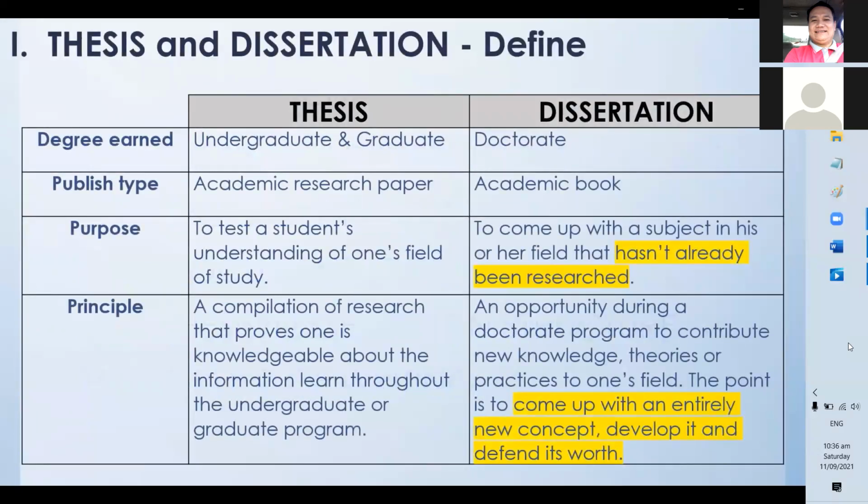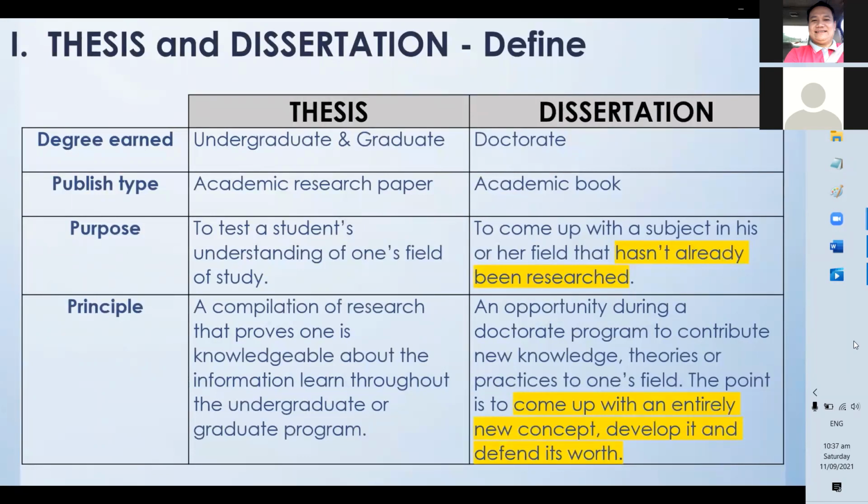To avoid confusion and understand the similarity or difference between these two documents, here is a side-by-side presentation in the Philippine setting. A thesis will earn a student an undergraduate or graduate degree. It is an academic research paper with the purpose of testing a student's understanding of one's field of study. The principle behind it is a compilation of research that proves one is knowledgeable about the information learned throughout the undergraduate or graduate program.